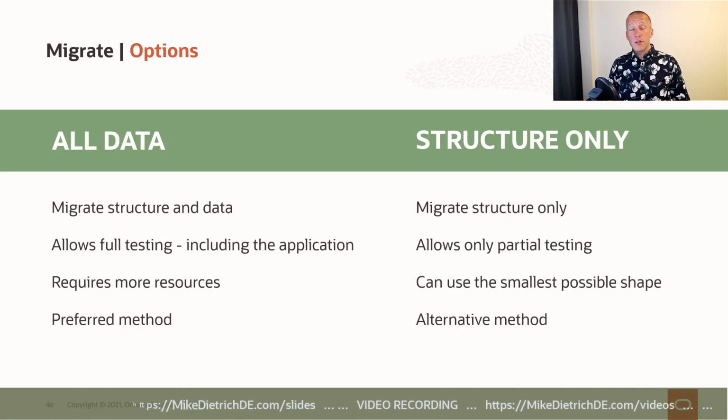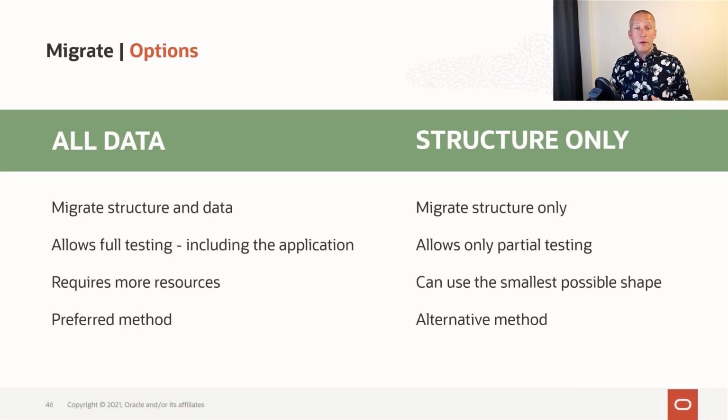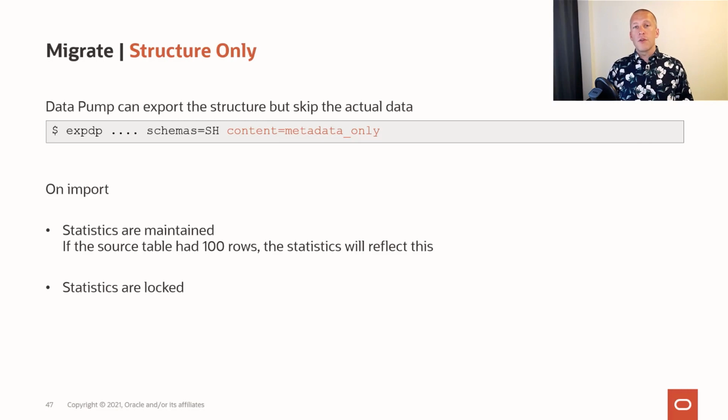But if you don't have the resources for that, or if you have a really large database, you might decide to migrate the structure only. If that is your choice, you can use Data Pump to export only the structure of the database by using CONTENT=METADATA_ONLY. This will extract the definition of the users, the tables, the indexes, and so forth, all the metadata, but it will skip all the rows of all the tables. When you then import the data into the cloud database, you will have a complete copy of your database, except all the rows are missing.